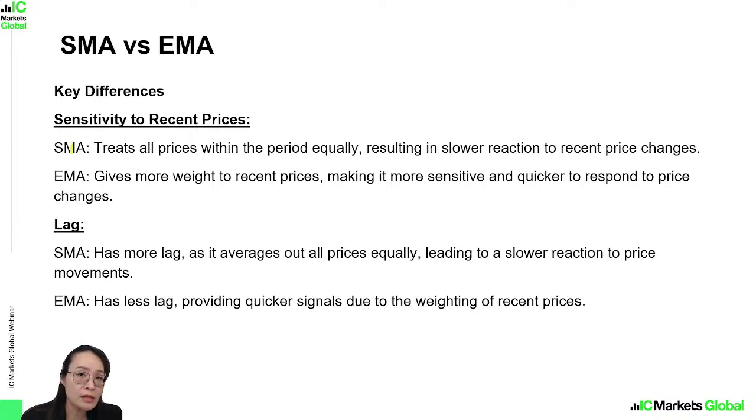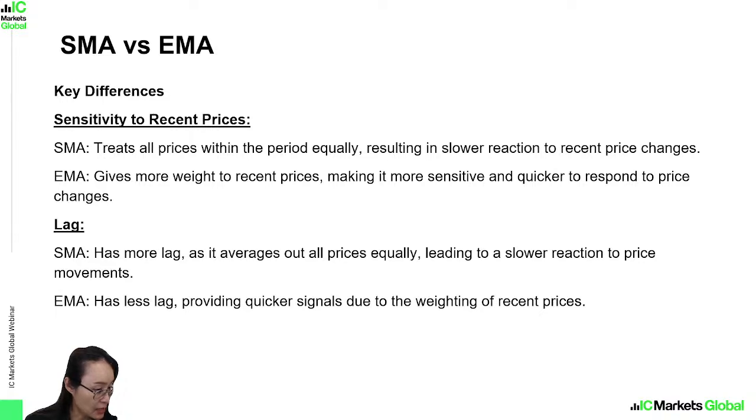I don't use SMA, I use EMA more because I want to see the price react faster. If you want to use SMA, I will plot it in the chart, I will show you guys later. But the difference is lagging. SMA lags more, and it averages out prices equally, leading to slow reaction to price movement. But EMA gives a quicker signal due to the weighting of recent prices.